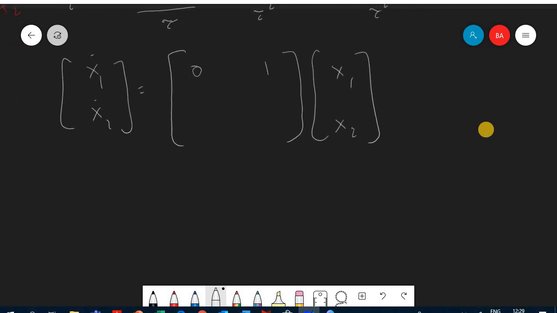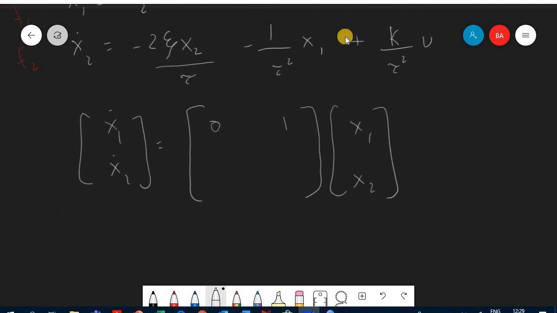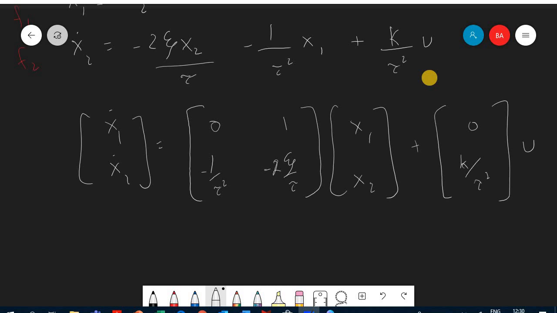And continuing, I'm going to have the second derivative, df2 by dx1, and I have x1 here, and then df2 by dx2, I have x2 here. So this will be minus 1 over tau square, and then I'm going to have minus 2 xi over tau. Great. So that's multiplied by x1, x2. Then df1 by du, I have no u in the first equation, and for my second equation for x2 dot, I have u here. So if I take the partial derivative with u, it would go to k over tau square, and this is multiplied by u. So that is my solution.